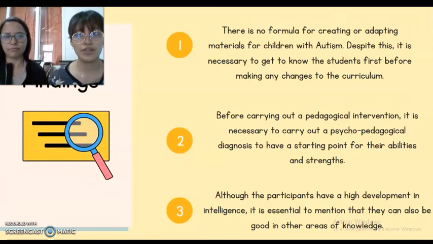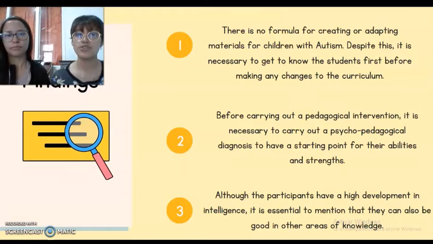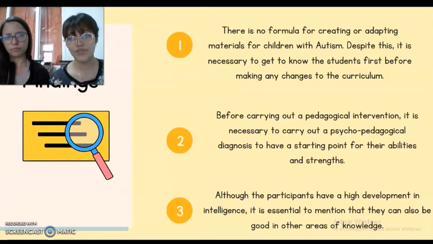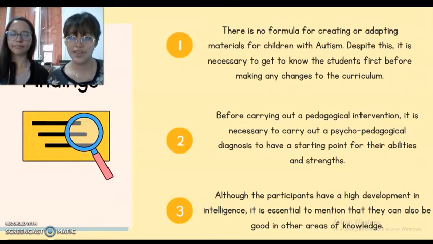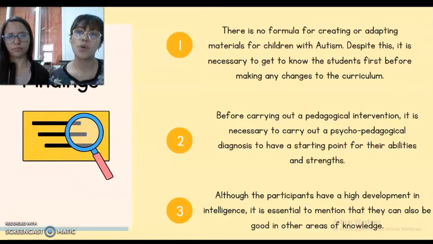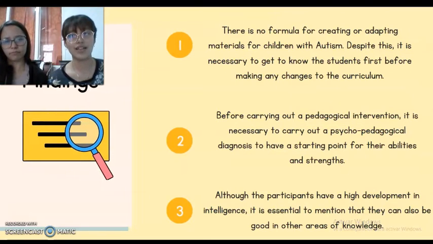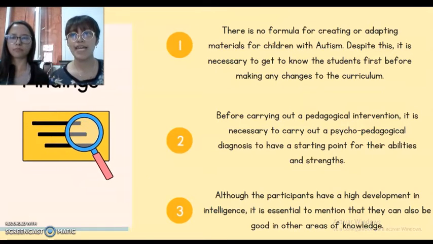Taking into account what Laura said, that is why we consider that for carrying out a pedagogical intervention, it is necessary to carry out a psychopedagogical diagnosis. With the diagnosis, you will see not just the field part, the English part, but you will also see how the student relates with their partners, their behavior. So that is pretty important, because once you notice those things, you will be able to make the necessary adjustments to the classroom, to the environment, and to the curriculum, in order to enhance the abilities and strengths of each child.